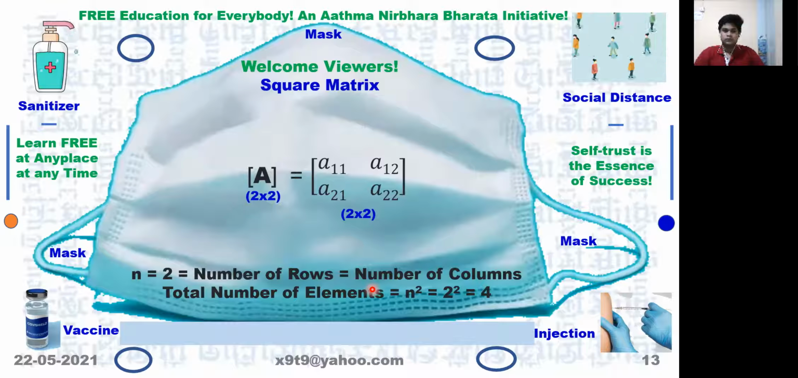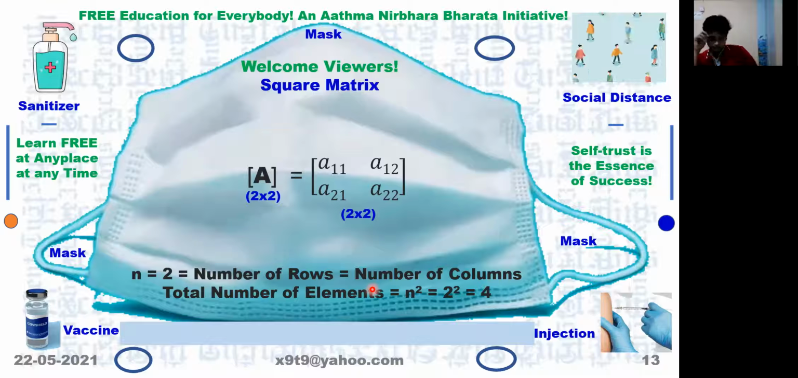Now, this is a matrix of size how much? 2 into 2. It is a 2 by 2 matrix. That is, number of rows is 2 and number of columns is also 2. So m into n, in this case, is n into n, which we can write as n square. Okay, sir. So n is 2, therefore total number of elements will be 2 square, which is 4.